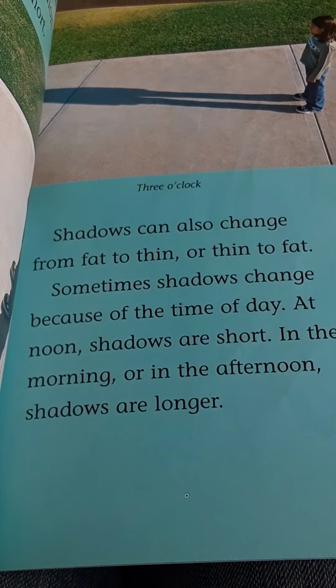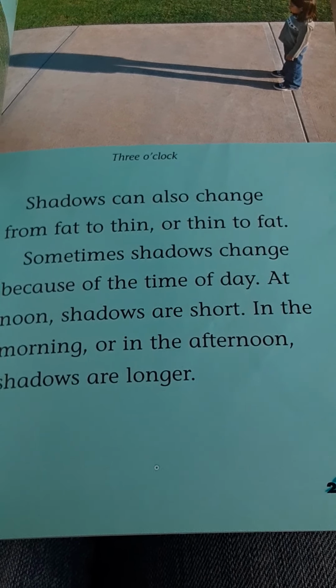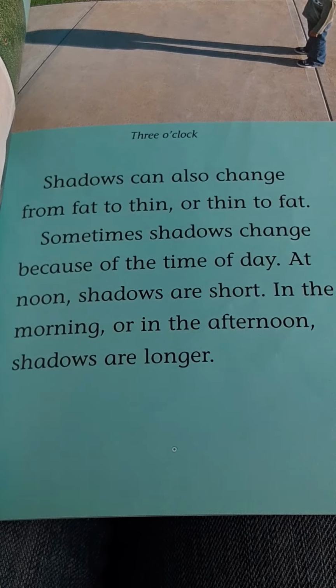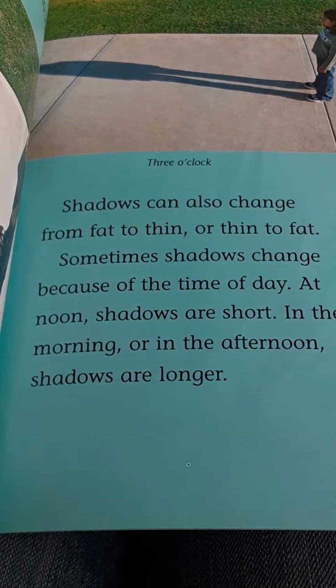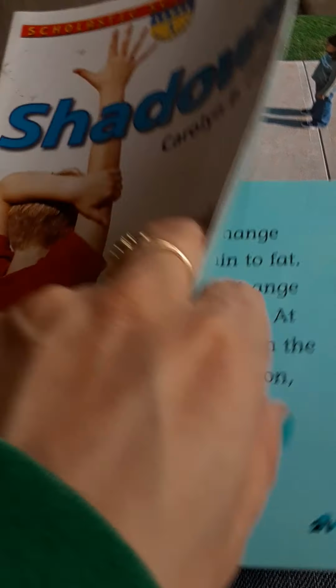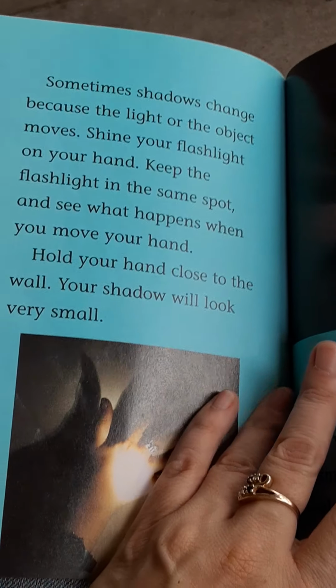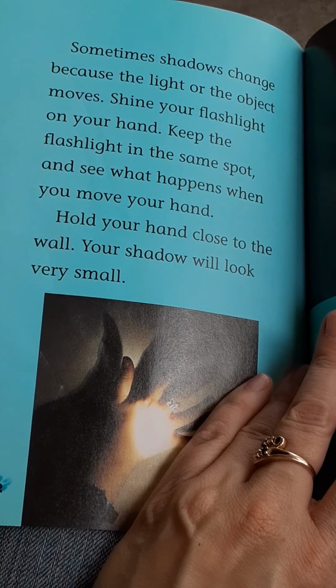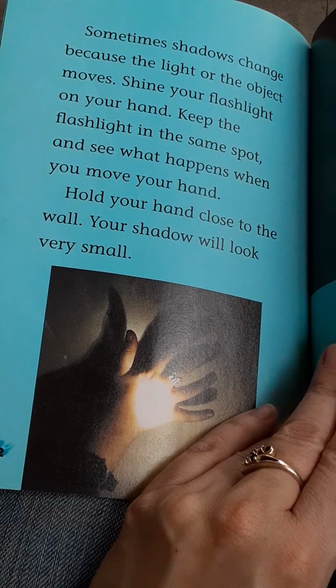Sometimes shadows change because of the time of the day. At noon, shadows are short. In the morning or in the afternoon, shadows are longer. Sometimes shadows change because the light or the object moves.